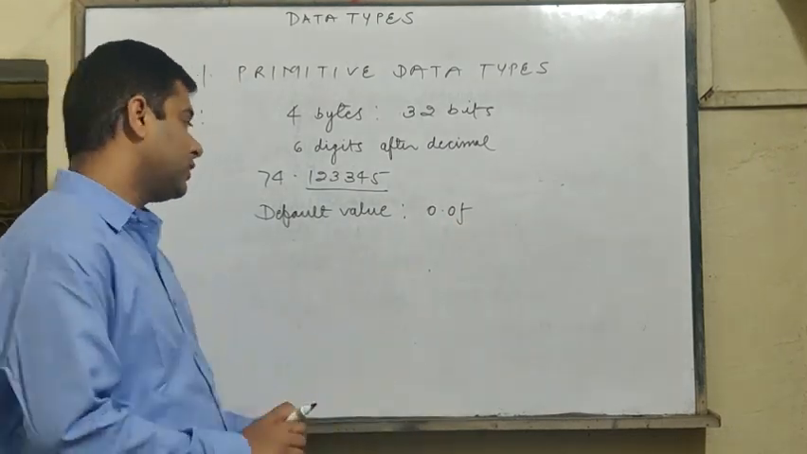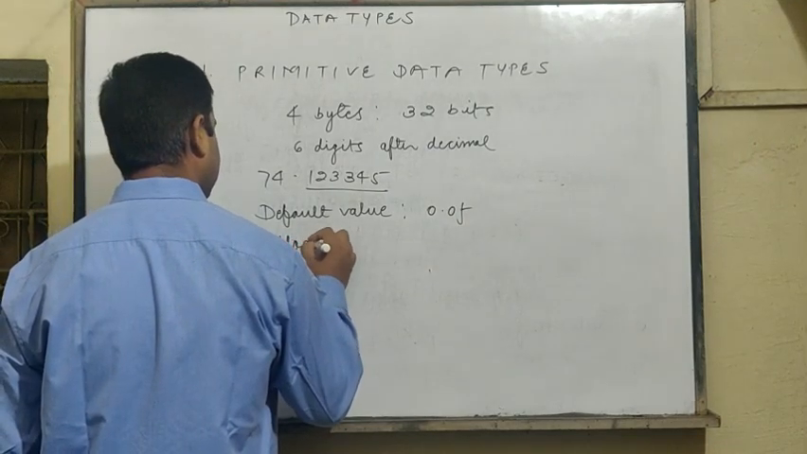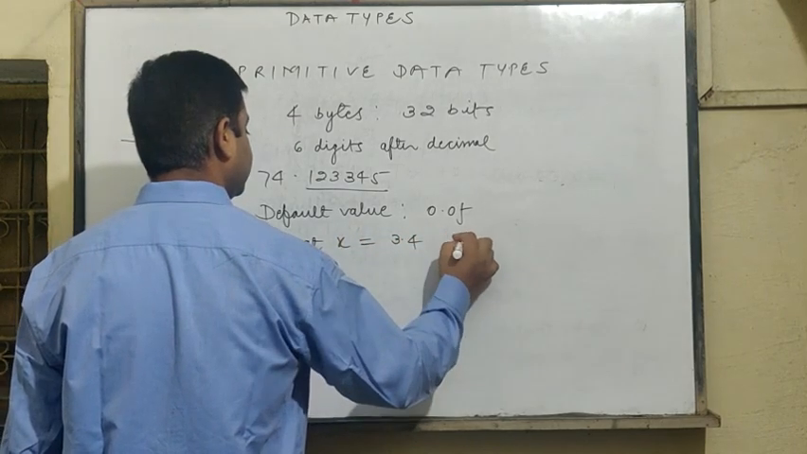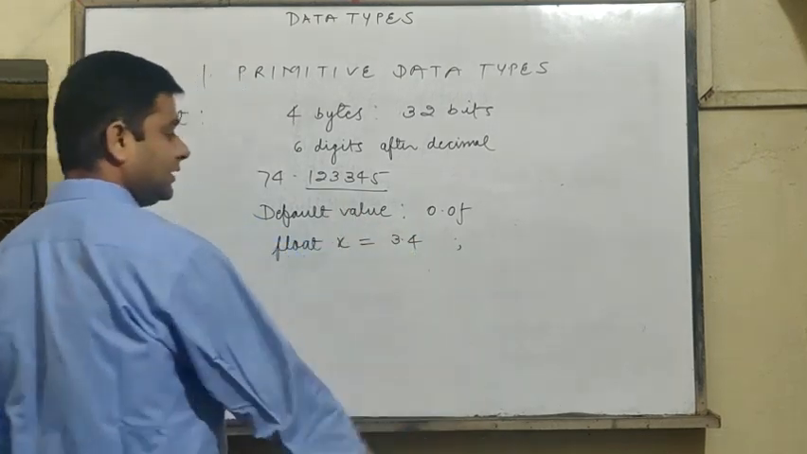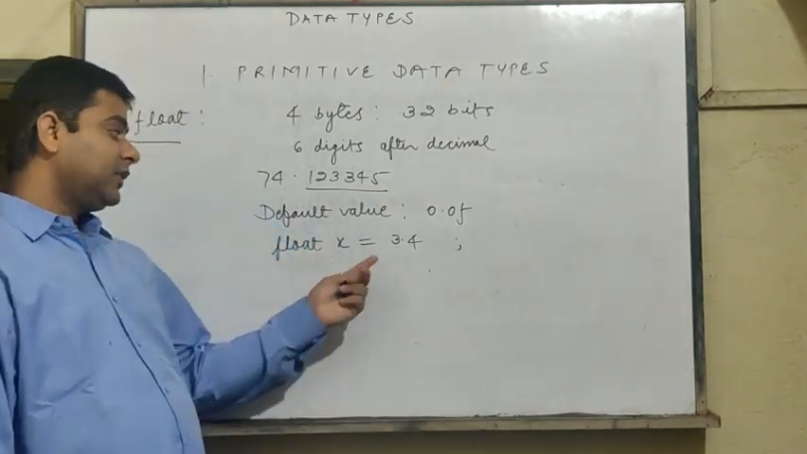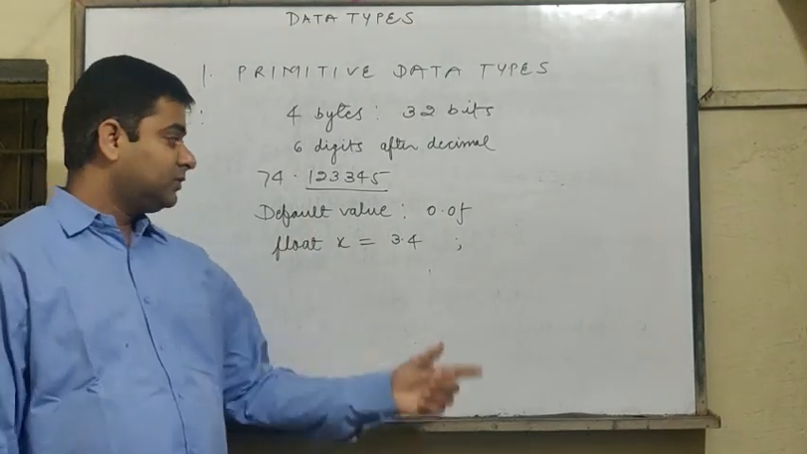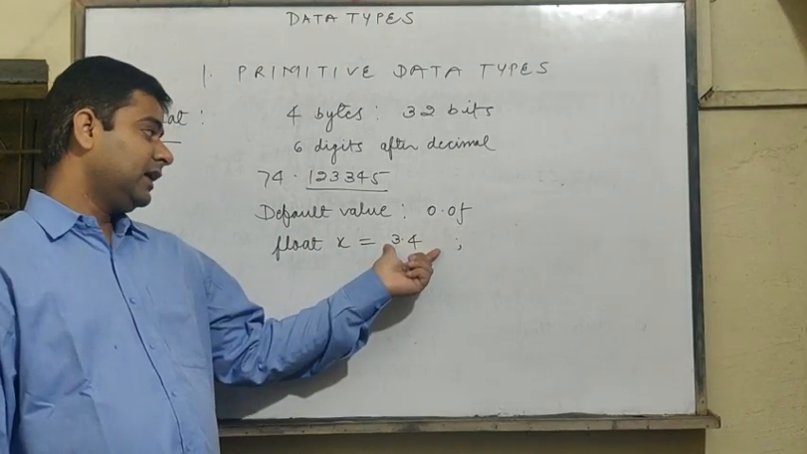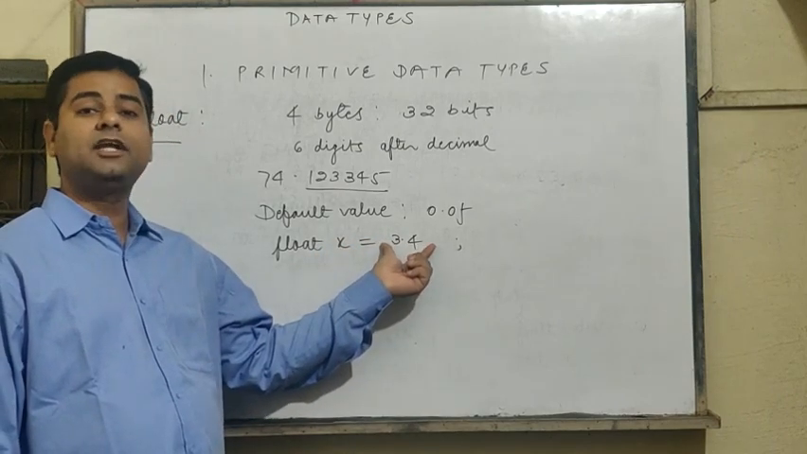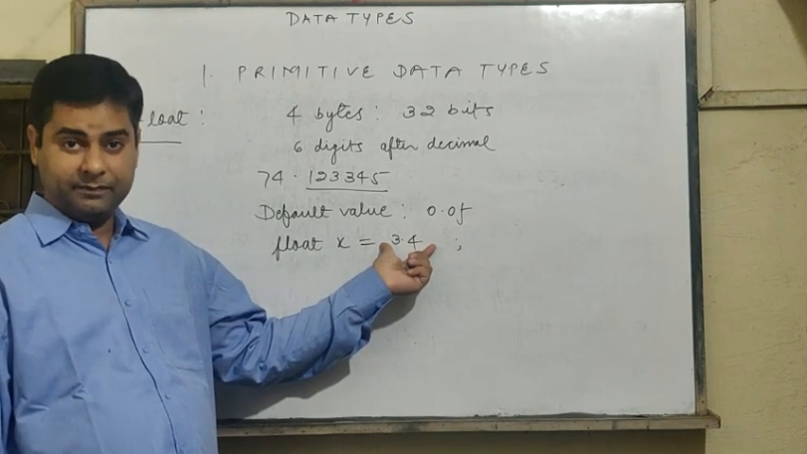Okay? Suppose you are writing like this: float x equals 3.4. You are defining this value. Float x equals 3.4. So here you can see you are writing 3.4 and the category is float. But this 3.4 you cannot store in x, because if you are writing 3.4, the compiler will read this value and take it as a double data type.